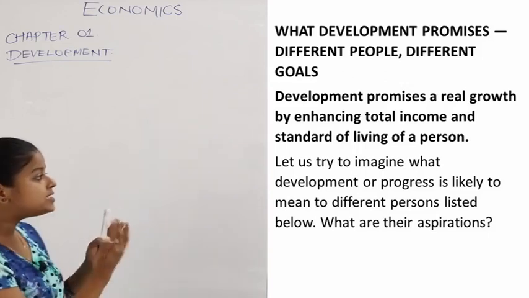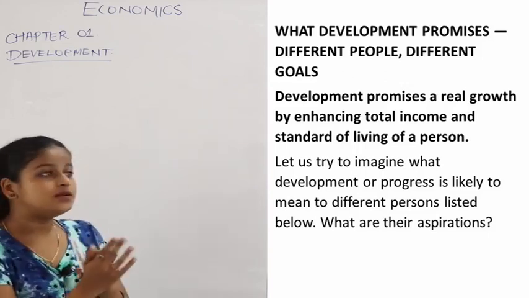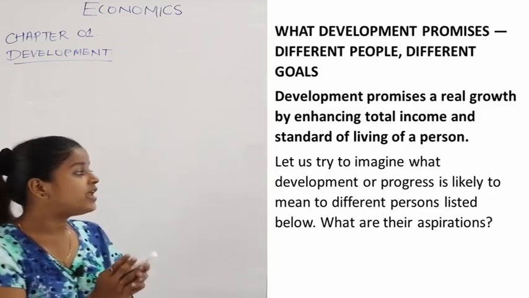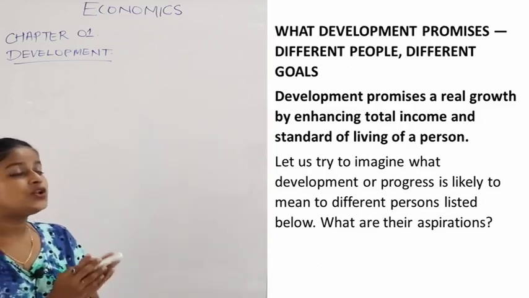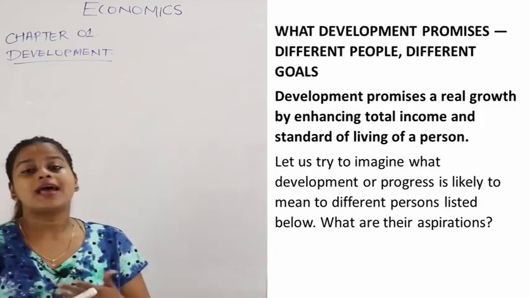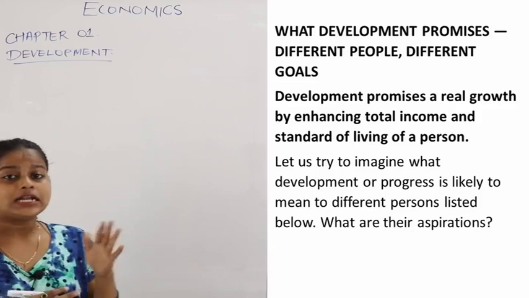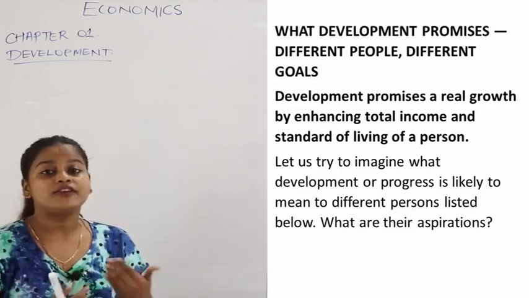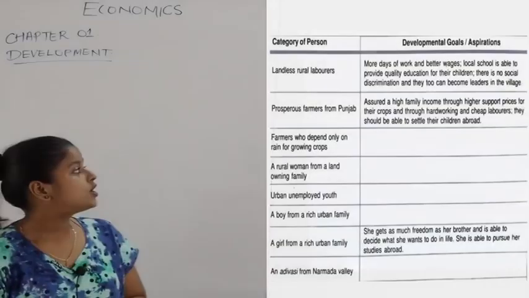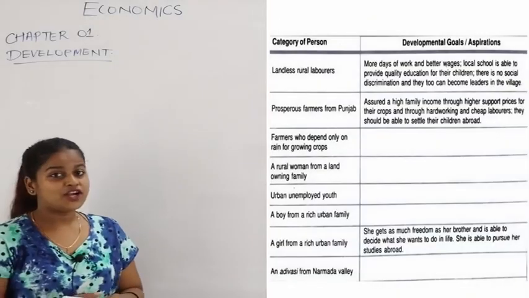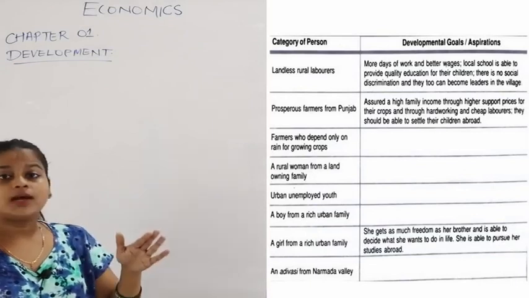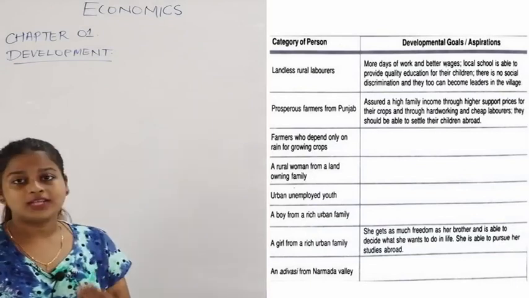Now we will understand how development means different things to different people. Let us try to imagine what development or progress is likely to mean to the different persons listed below. What are their aspirations? We will see a table right now showing how different people can have different aspirations. You can see a table with the category of a person, and the other column is the development goals or aspirations.